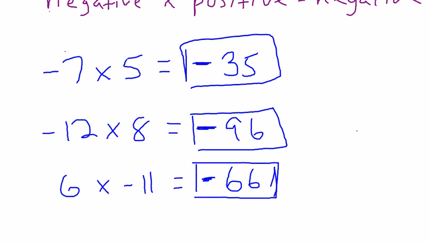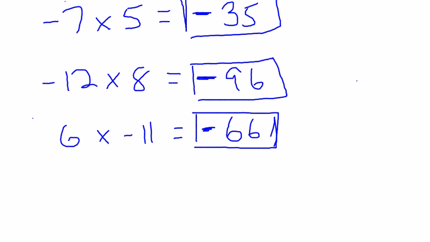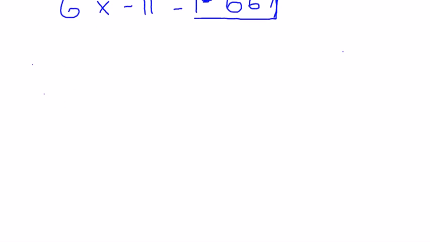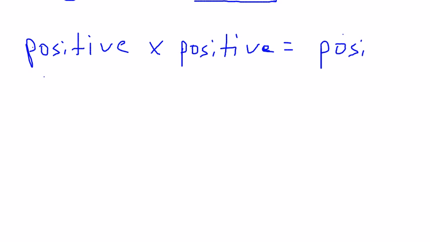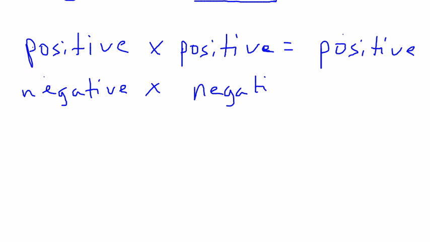Okay, so we now know that multiplying a positive times a negative results in a negative answer. What if we're multiplying two numbers that have the same sign? Well, we know that a positive times a positive equals a positive, right? Positive number times a positive number equals a positive, right? We've known that for a long time. What about a negative times a negative? What would that equal?